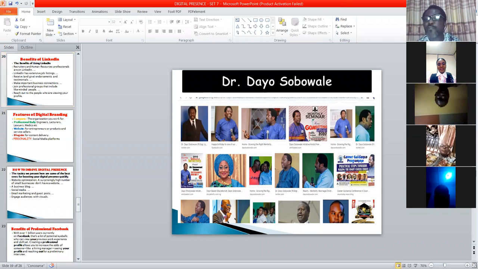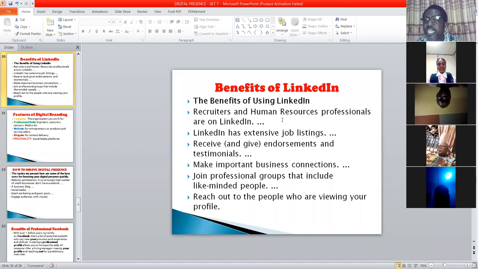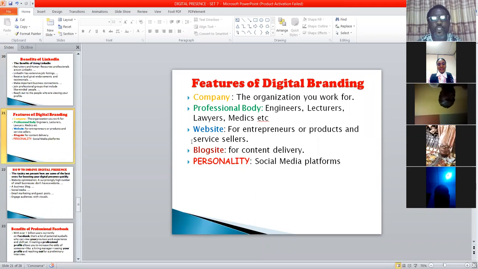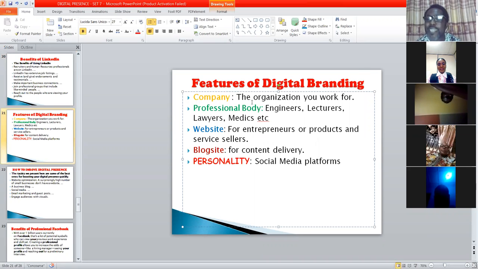Now, digital presence, benefits of LinkedIn. If you have LinkedIn, I've told you, it will bring you up. LinkedIn will connect you so strongly in the professional world. Apart from that, what are the features of digital branding? Now, the company you work for, this is what I told you just now, sir. The company, or Agric Forum, all those places have lifted you. Your professional bodies, that's why I advise, if you're an engineer, you're a lawyer, pay your dues, because those things will give you digital presence.